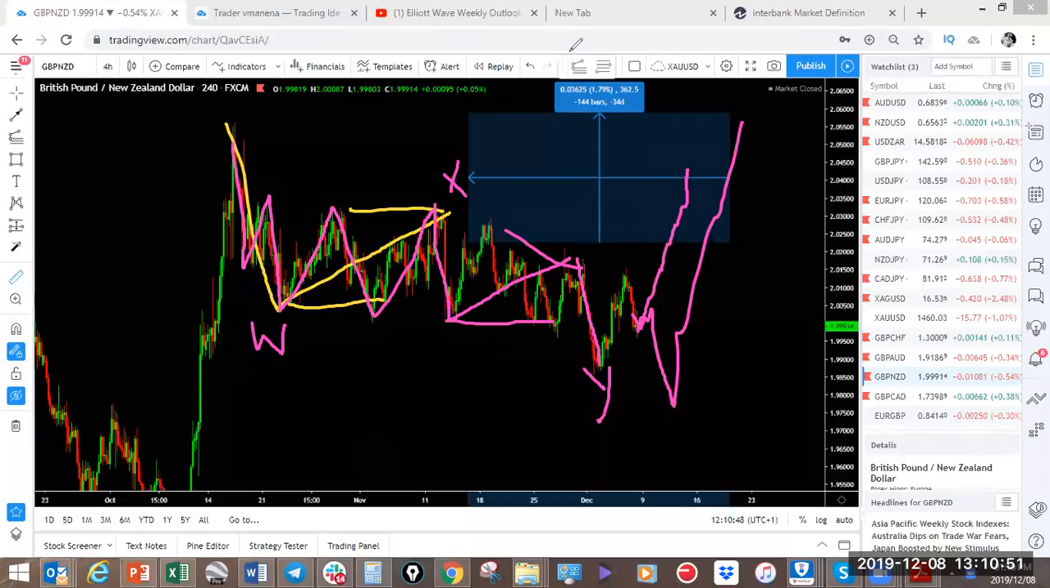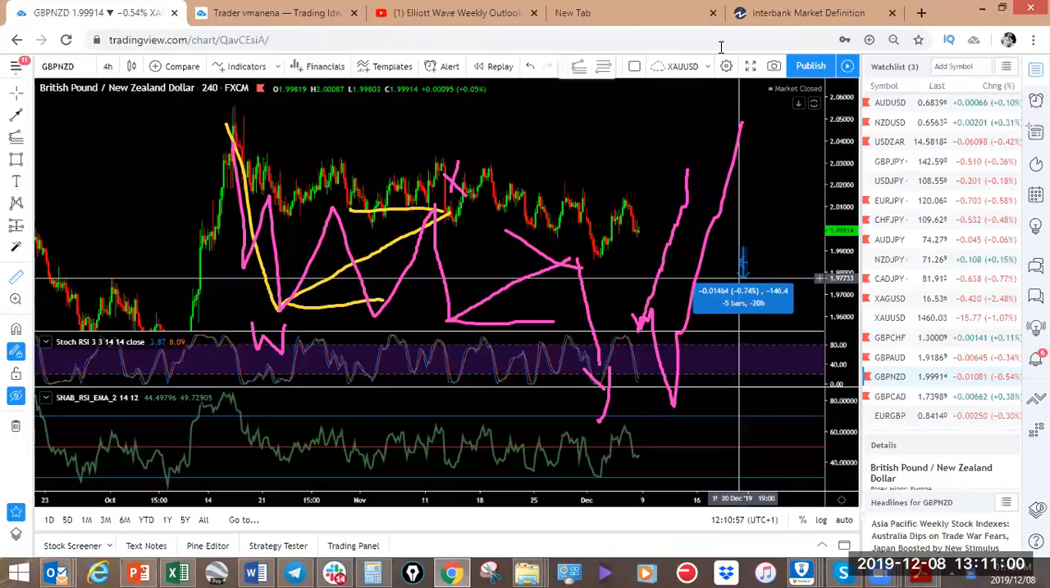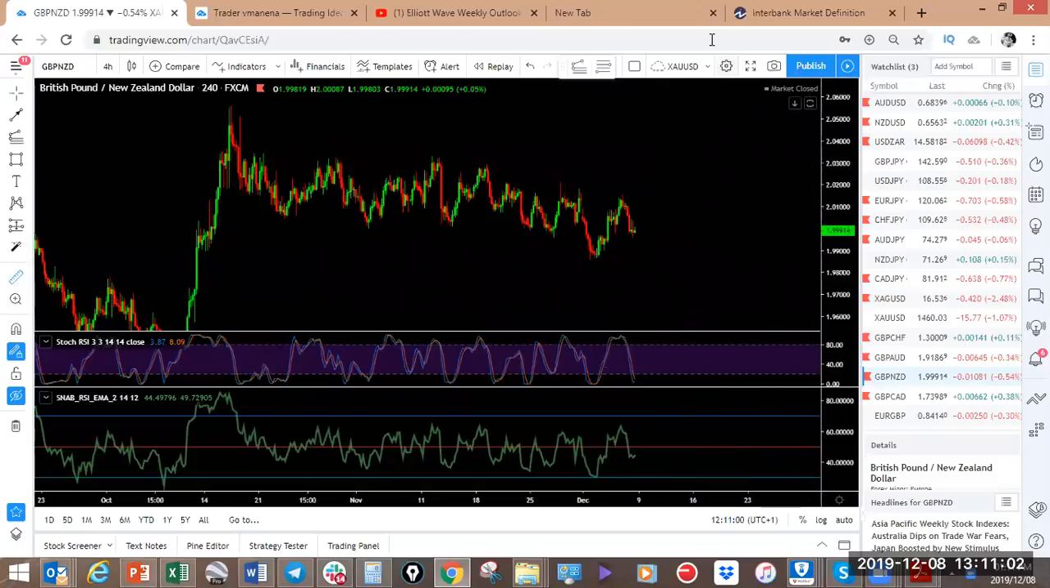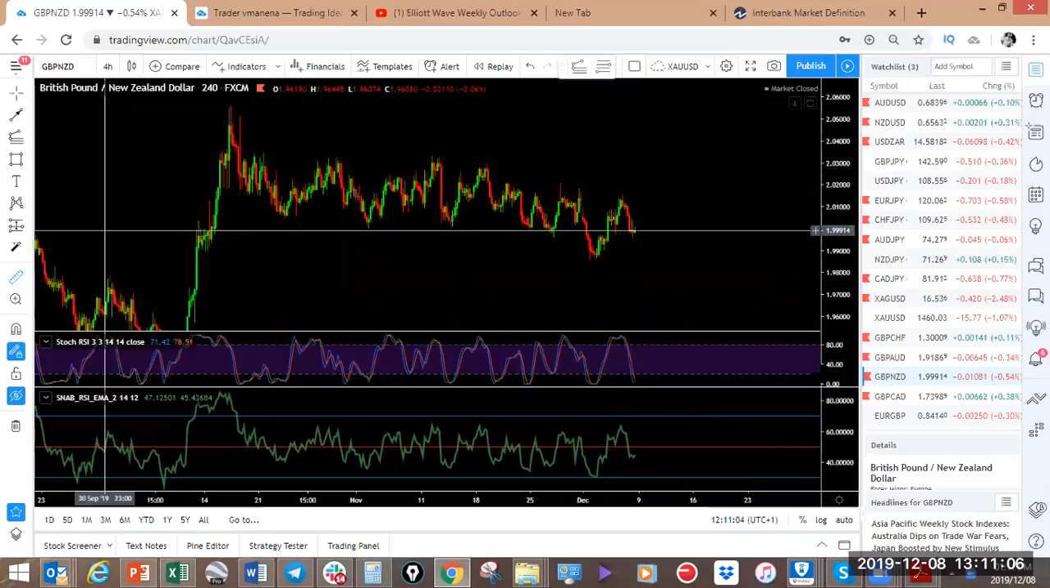So the intention here is to forecast the end of the correction, and at this stage, it is not the end of the correction as yet. All right, that is pound New Zealand.